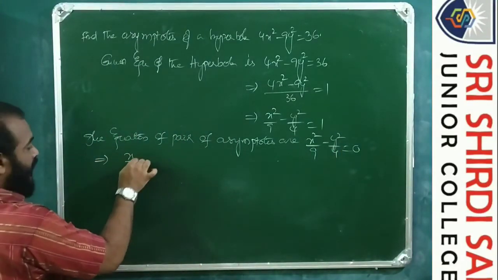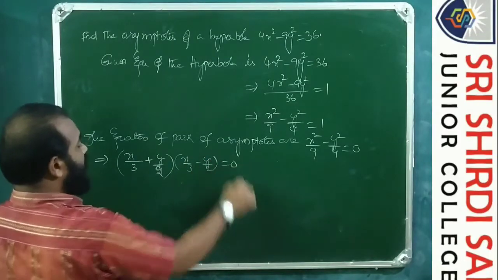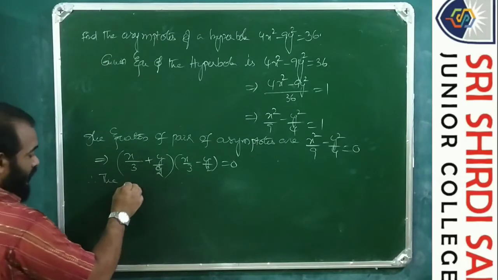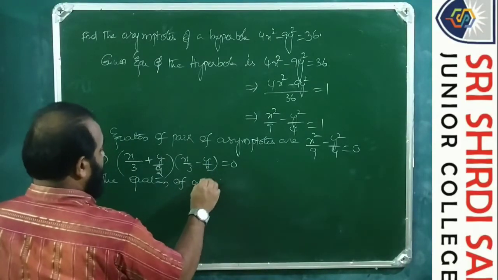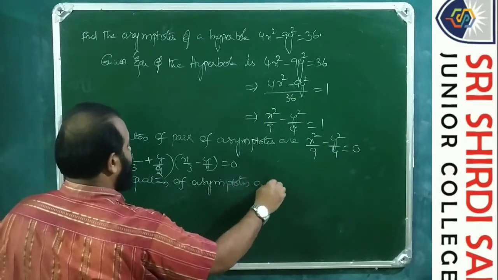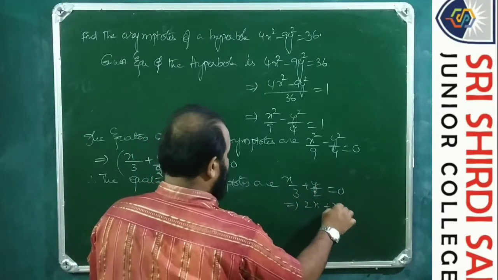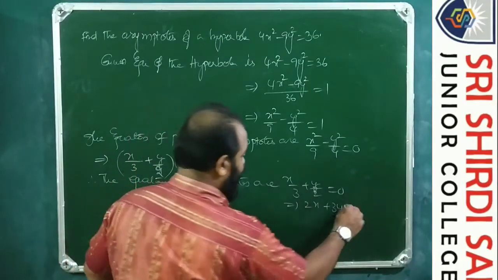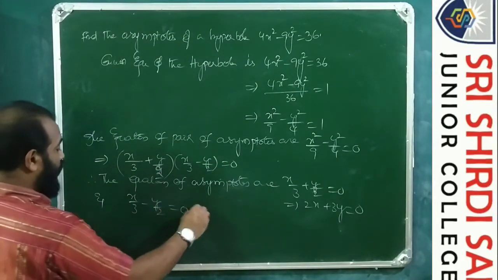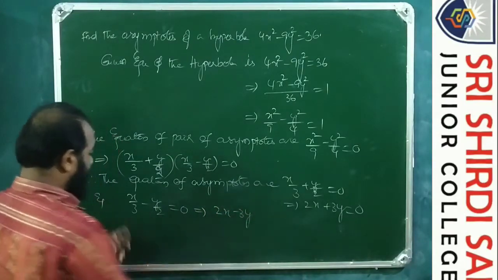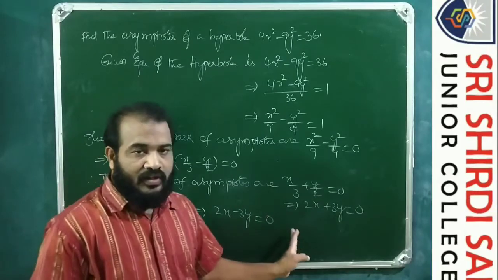So this implies (x by 3 plus y by 2) into (x by 3 minus y by 2) equals 0. Therefore, the equations of the asymptotes are x by 3 plus y by 2 equals 0, that is 2x plus 3y by 6 equals 0, and x by 3 minus y by 2 equals 0, that is 2x minus 3y by 6 equals 0. So these two are the equations of the asymptotes.